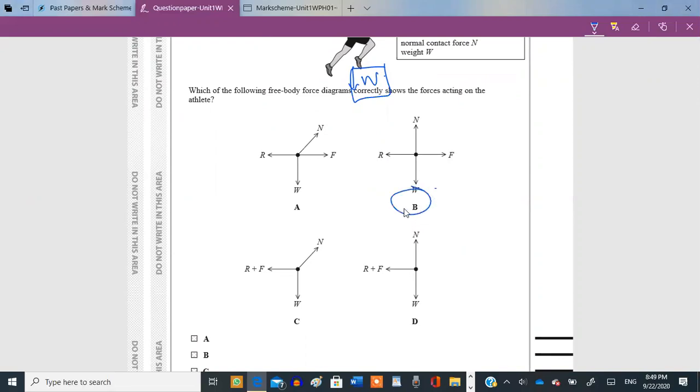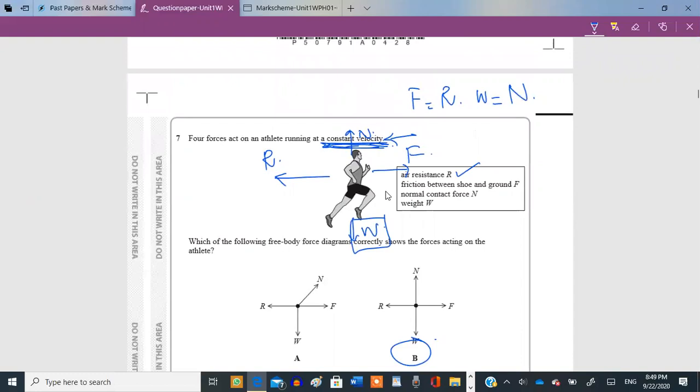I think it should be B. You think it's C? Wait, I didn't see the F1. Okay, wait, can you scroll up? Yeah, there's a force acting forward as well. Friction between the shoe and the ground, force F. The friction would not be acting backwards, because the shoe is going back. So the friction would be acting forward, okay?